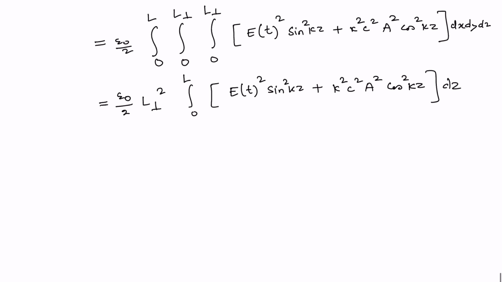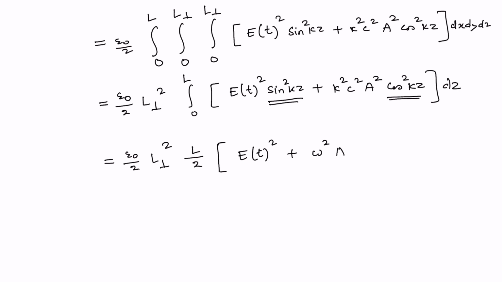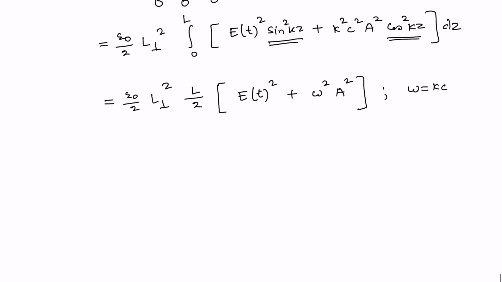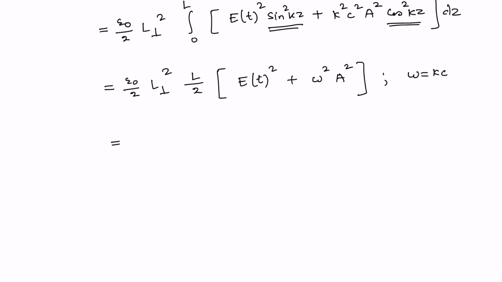And if you do this integration, you are going to get epsilon 0 by 2 L perpendicular square times L by 2. This is going to give you L by 2 if you do the integration. And then you are going to have here E of t square plus omega square A square, where I have used the fact that omega is equal to kc. And this is going to give me epsilon 0 by 4 into volume, and then I have E of t square plus omega square A square.